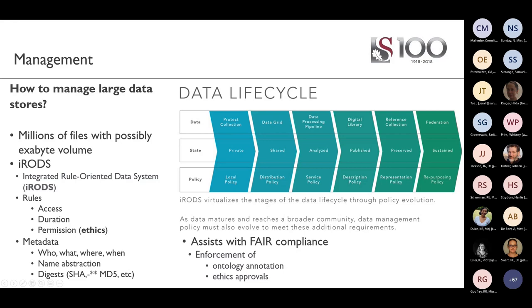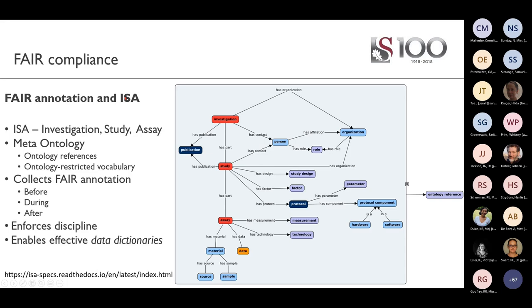And this all assists with FAIR compliance because it can enforce ontology annotation and ethics approvals. And then we're also working on an implementation of ISA, which stands for Investigation Study Assay. It's more of a meta-ontology than an ontology itself. It requires ontology references. So in this scheme here, you can see investigation, study, and assay.